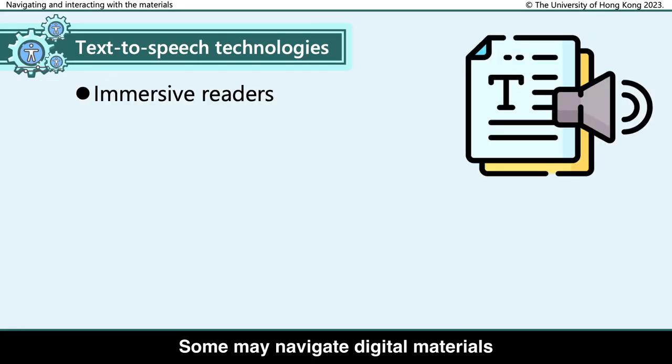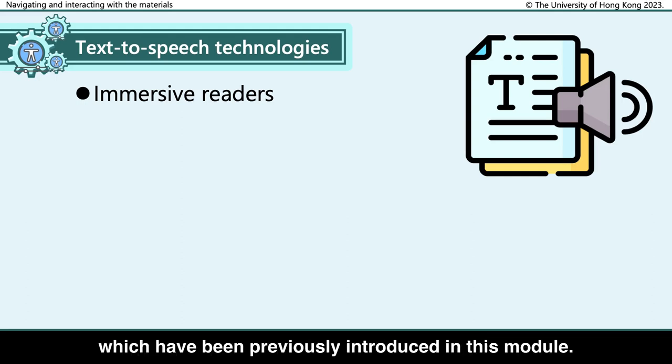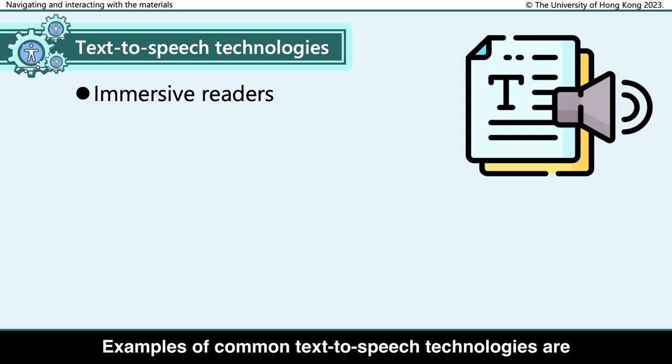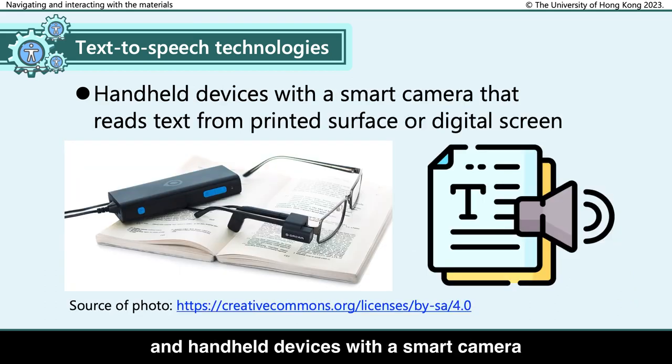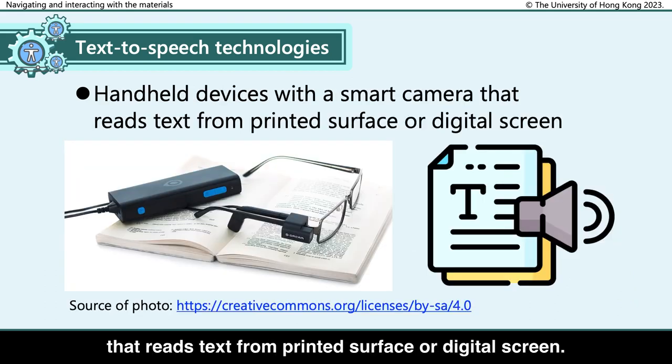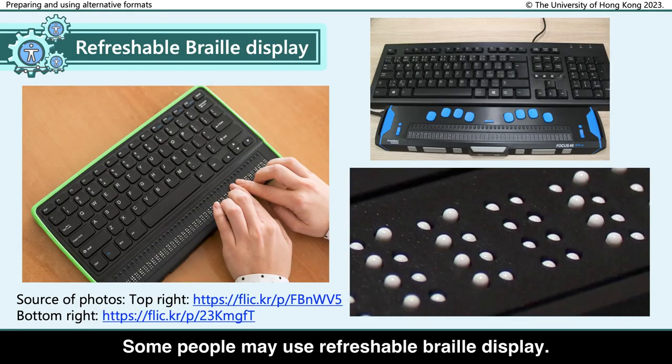Some may navigate digital materials using text-to-speech technologies, which have been previously introduced in this module. Examples of common text-to-speech technologies are immersive readers, screen reader software, and handheld devices with a smart camera that reads text from printed surface or digital screen. Some people may use refreshable braille display.